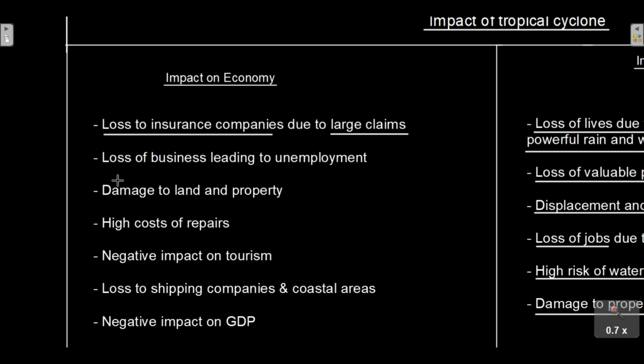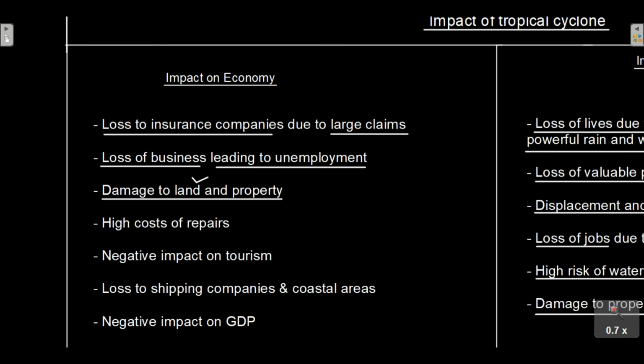You also see a loss of businesses. As we talked about, the loss of businesses leads to unemployment. Many different businesses, across different industries, they lose. They have their properties damaged. They lose their equipment. And so this, of course, would lead to them closing down, and hence a high rise of unemployment in those regions. We also see damage to land and property. Of course, that is an impact on the economy.